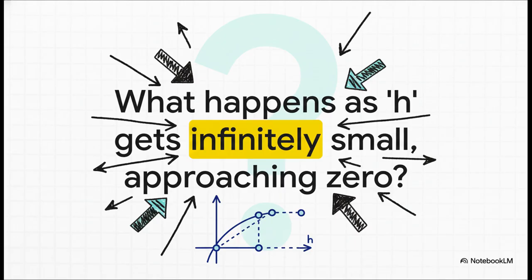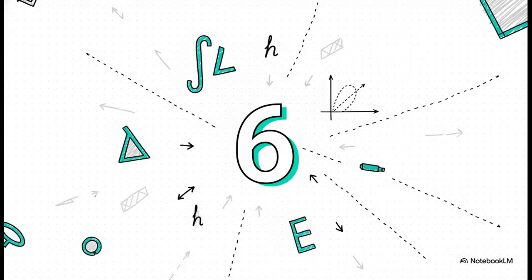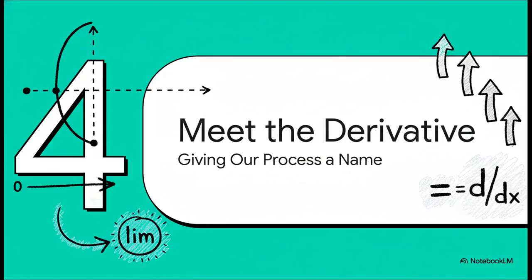That's what we call taking the limit. And the answer? Oh, it's just so elegant. As h vanishes, as it gets closer and closer to 0, that 6 plus h just becomes, well, 6. And there it is. That's our answer. The exact, perfect, instantaneous slope of the curve right at x equals 3 is 6. Period.